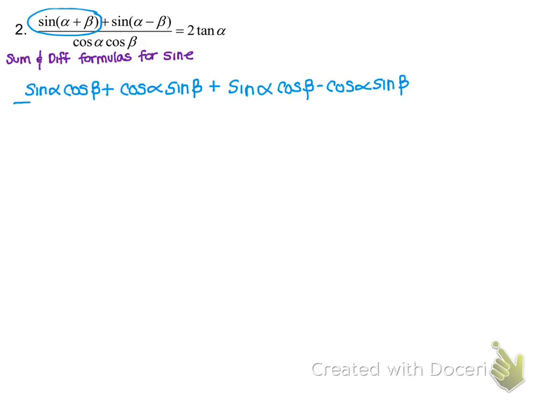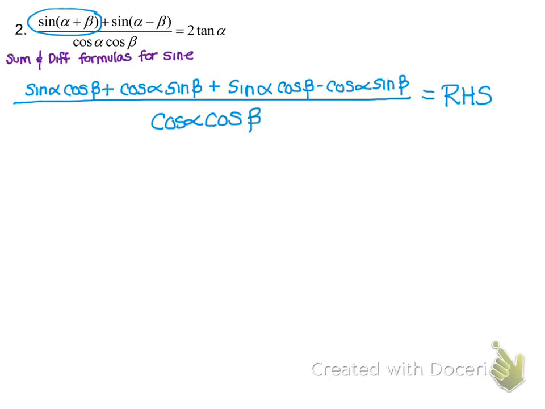Okay, so this whole thing is going to be over the denominator, cosine alpha cosine beta, and it's equal to our right-hand side. Okay, so now we can simplify. We have cosine alpha sine beta and then minus cosine alpha sine beta. So now I'm going to rewrite and see what I'm left with.